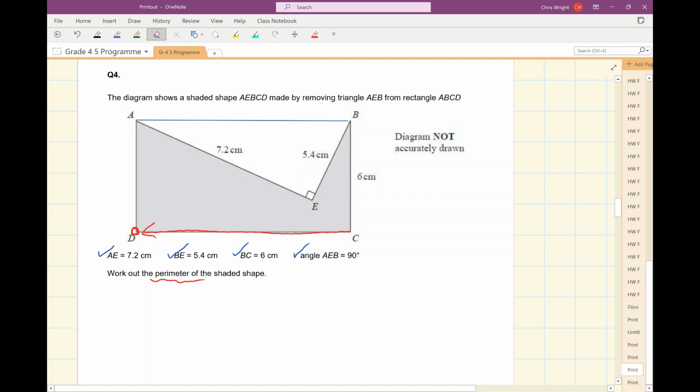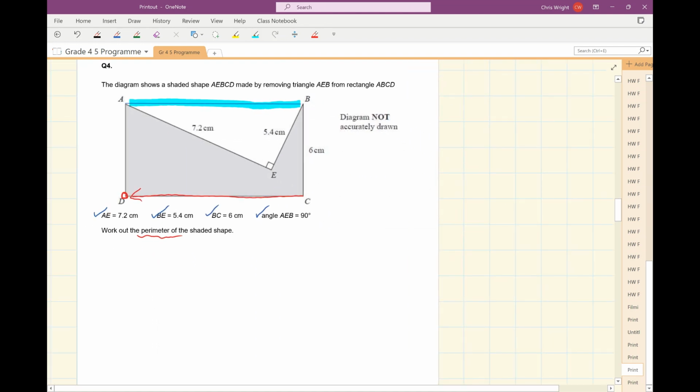Okay, so how are we going to find that length? Well, that red length is the same as this blue length. And I can find that blue length because I've got a right-angled triangle here, look. And the blue length is that right-angled triangle's hypotenuse. So I'm going to go 7.2 squared and 5.4 squared. And this time, because I'm finding the hypotenuse, I'm going to add them.